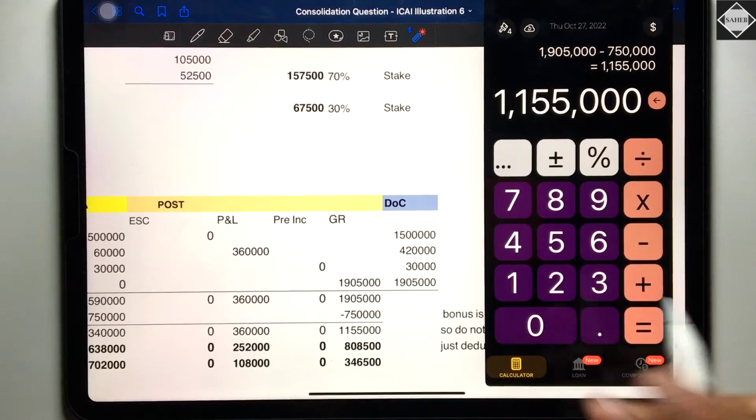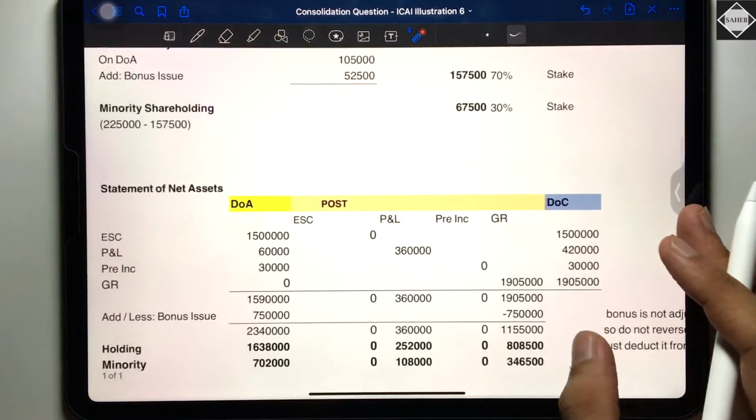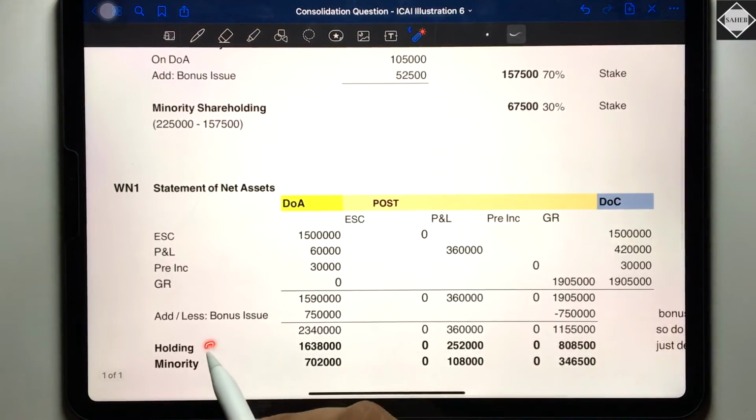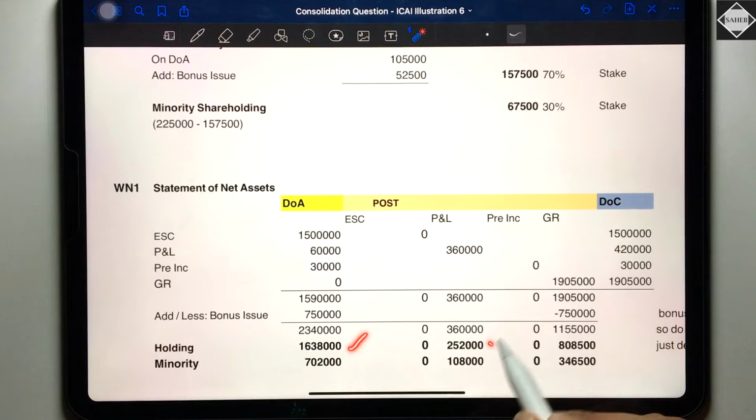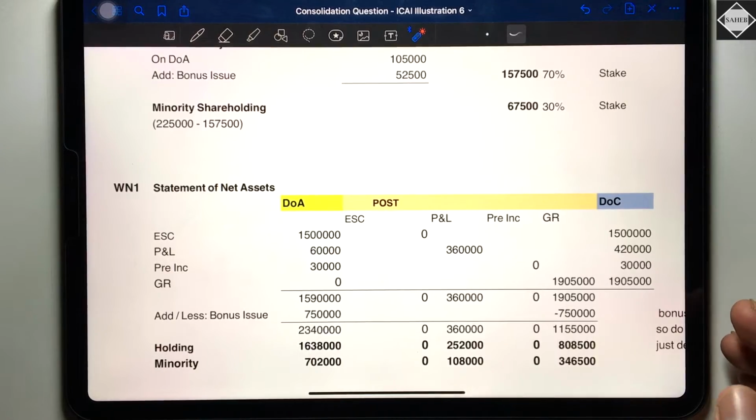Clear? Easy. So now what you have to do is take 70% of everything, and here 30% of everything for minority. You will get these figures. Is it clear? All right, simple, fine. Now you can easily do that.